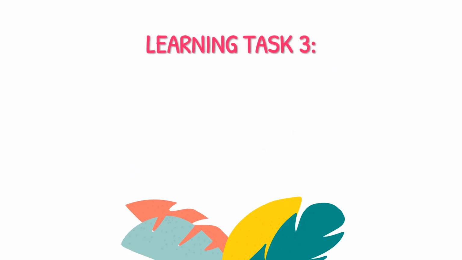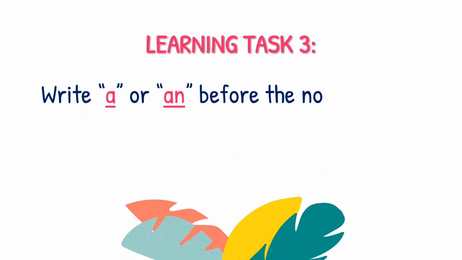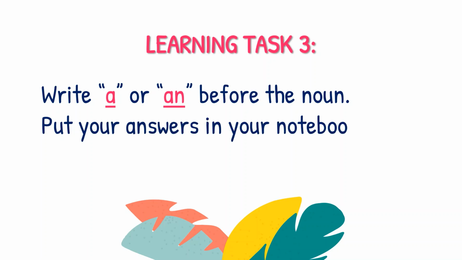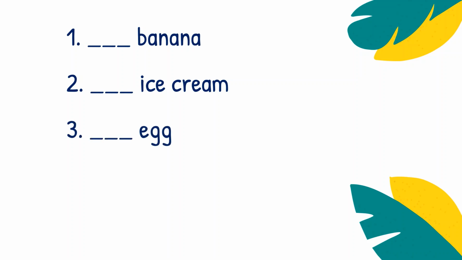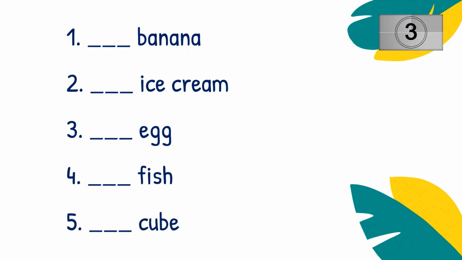Learning task number 3. Write a or an before the noun. Put your answers in your notebook. Number 1, banana. Number 2, ice cream. Number 3, egg. Number 4, fish. And number 5, cube. And the correct answers: a banana, an ice cream, an egg, a fish, and a cube.